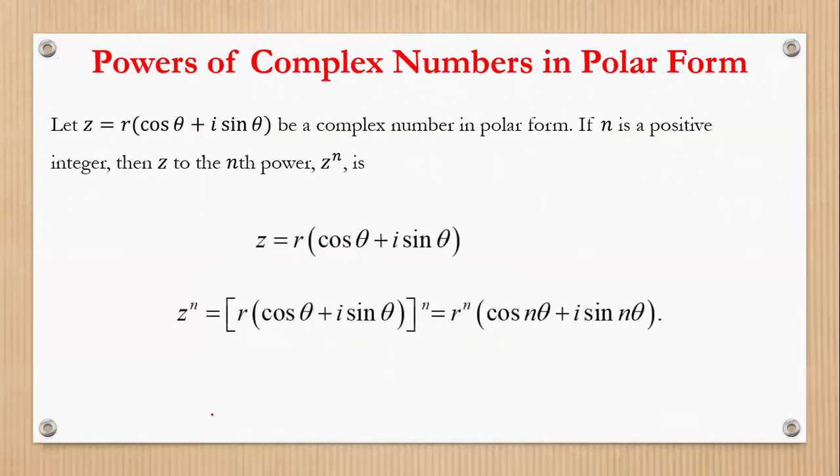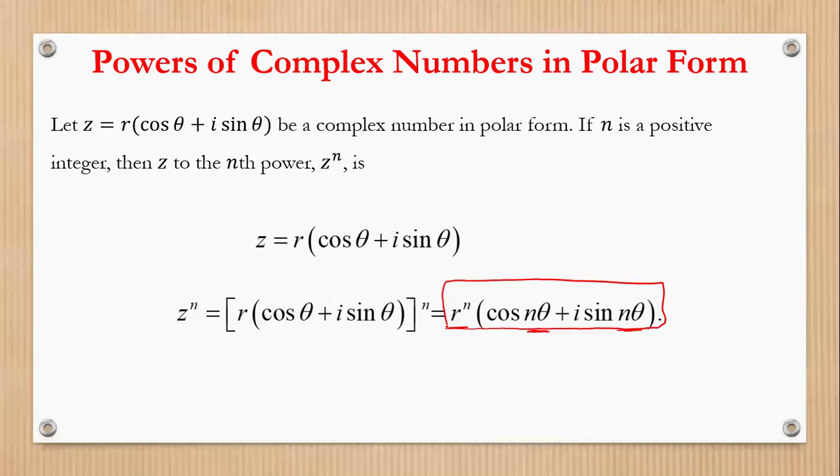To find the powers of a complex number in polar form, any powers, again, we need to raise R to that power. If it's the second power, we raise R to the second power. If it's the third power, raise it to the third power. But we multiply angles or theta by that number. If it's the second power, we multiply angles by 2. If it's the fifth power, multiply angles by 5. So this is how we raise any polar form of a complex number to the powers.